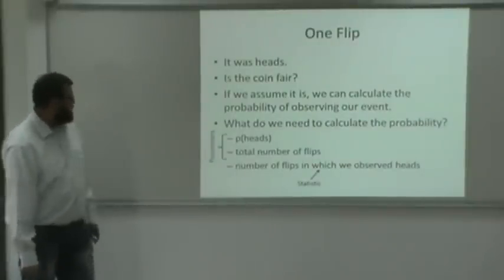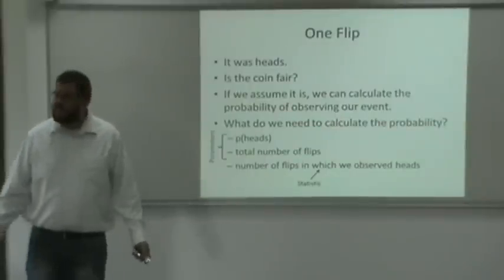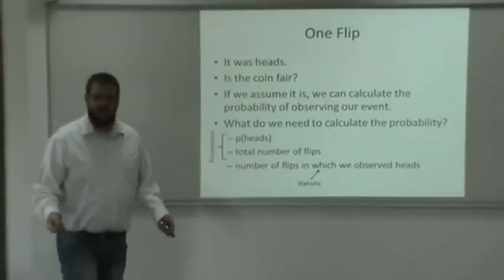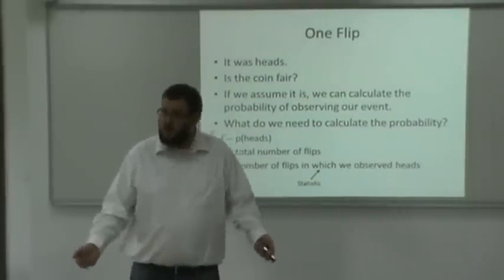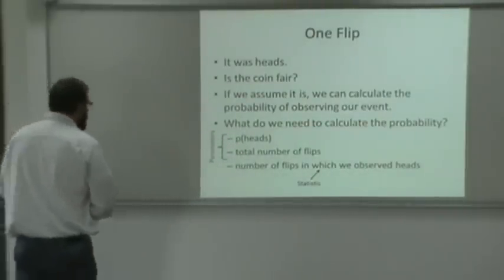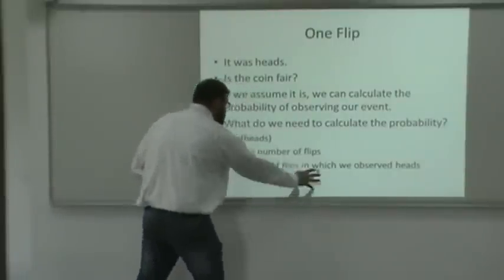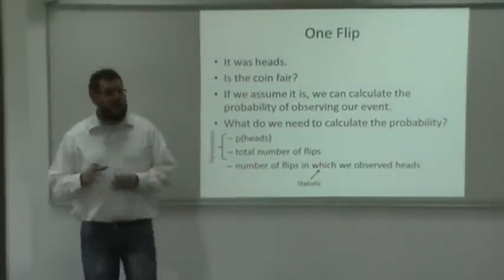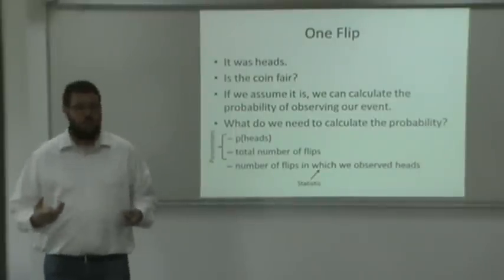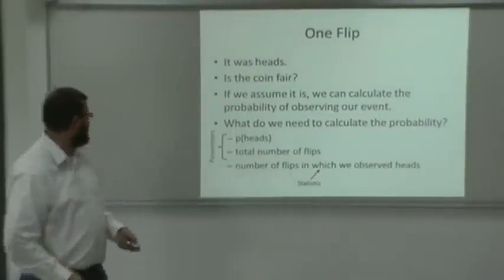This last thing, the number of flips in which we observe heads, this is a statistic. What type of statistic is it? Is it a descriptive or an inferential statistic? It's a descriptive statistic. That's exactly right. Now, we're going to use our descriptive statistic in addition to the parameters and create an inferential statistic from that.